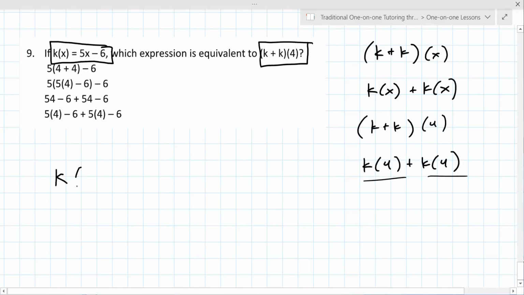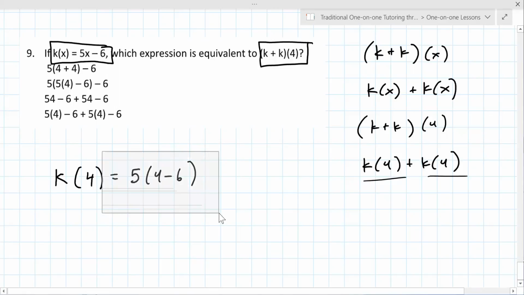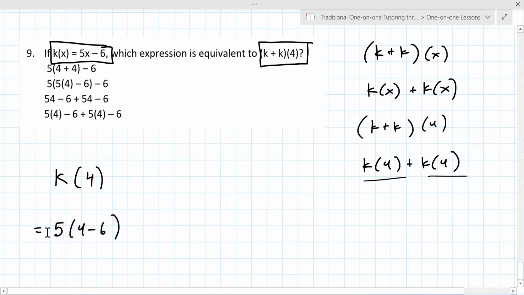So we need to figure out, well, k of 4 is 5 times 4 minus 6. And then if we're going to do it again, let me do it differently. Let me put this down here. Get rid of those. And then let's add k of 4. What is the next k of 4 going to be? The same thing, 5. I actually mistyped this. I apologize. 5 parentheses 4 minus 6. And then, yes, it's going to be exactly the same. It's going to be 5 parentheses 4 minus 6.